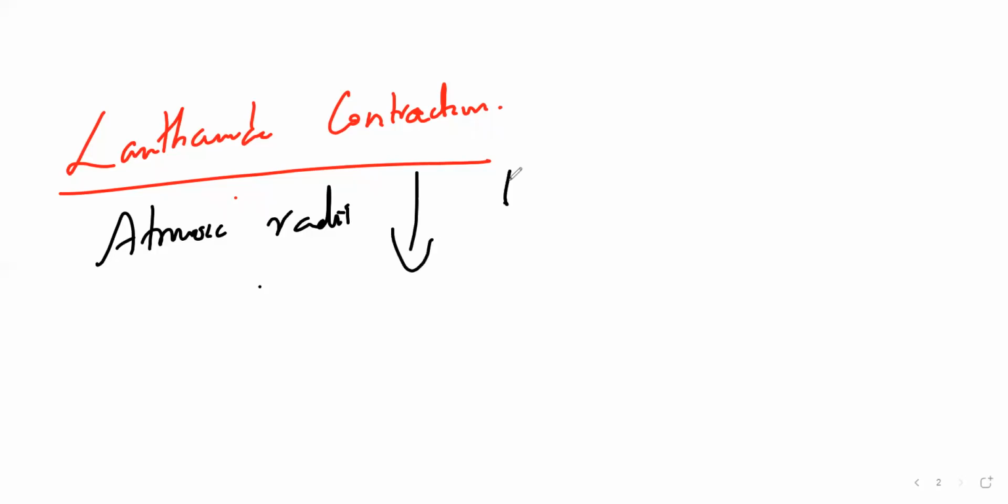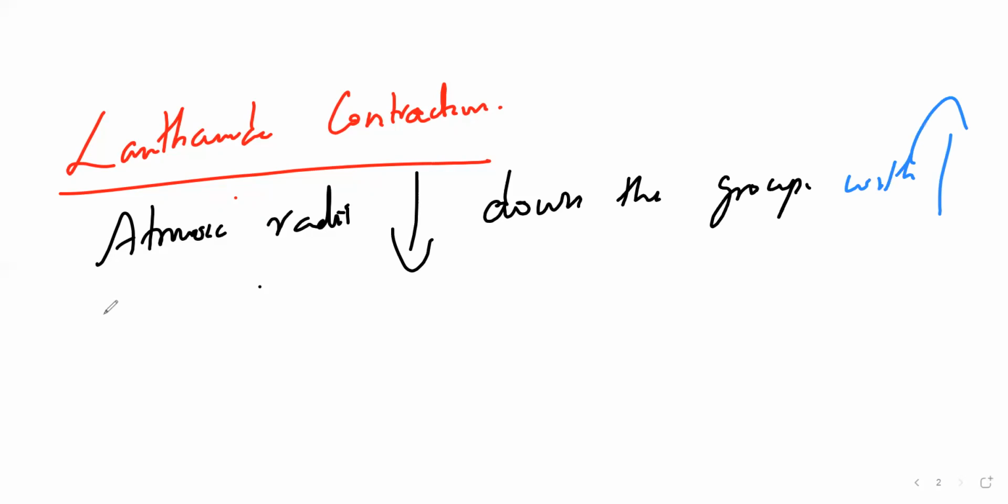decreases down the group. So in the sense, with increase in atomic number Z. Normally with increase in atomic number, atomic radii should increase, right? But in D and F block, it is just the reverse. This is called lanthanide contraction. And you should ask me why it is.